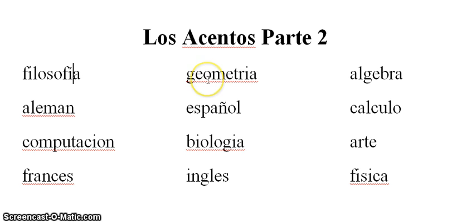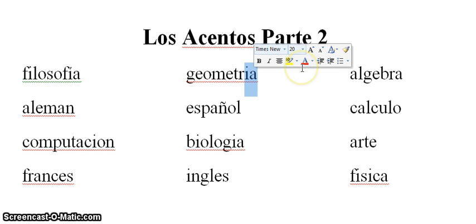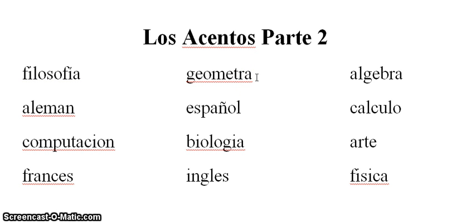Next one. We have geometría. Again, you have the IA sound, which normally comes across as just one sound. So we don't say it that way, we say geometría. Once again, we're breaking the rule, so we would want an accent mark over the I.